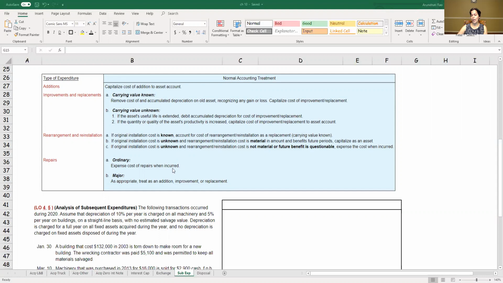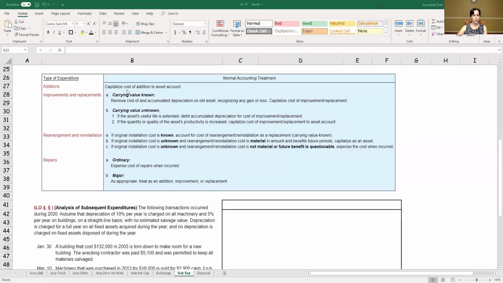But if you change the engine of the car, you change the transmission, you did something big to the car, that's a whole different story. That could be an addition, improvement, or replacement. And we'll see what we would do with each of these cases. These are expenditures that need to be capitalized.